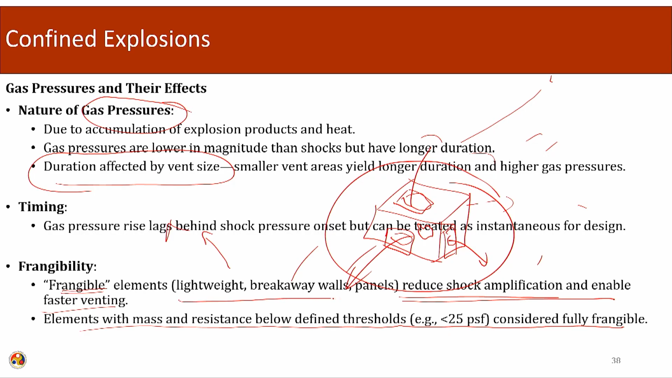So these are lightweight breakaway panels. They are used in the case of aircraft impact, and they are also used in case of blast loading, and their aim is to reduce the shock amplification. So this might be one of the thresholds so that the structure may break away, and they are considered as fully frangible. So this is one application of a frangible type of element.